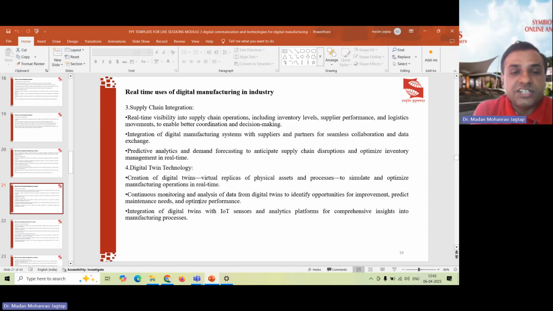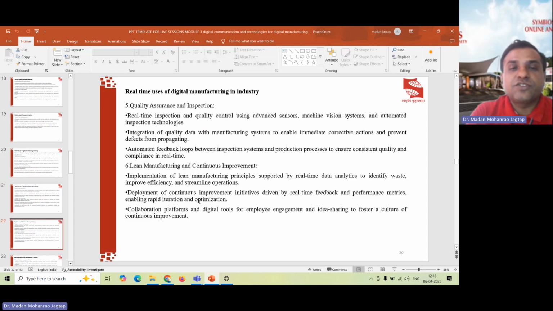So then digital twin technology: creation of digital twins, virtual replicas of physical assets and processes, to simulate and optimize manufacturing operations in real time. Continuous monitoring and analysis of data from the digital twin to identify opportunities for improvement, predict maintenance needs, and optimize performance. Integration of digital twins with IoT sensors and analytics platforms for comprehensive insights into manufacturing processes.